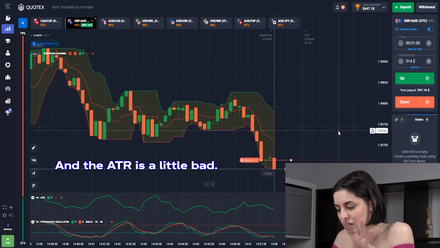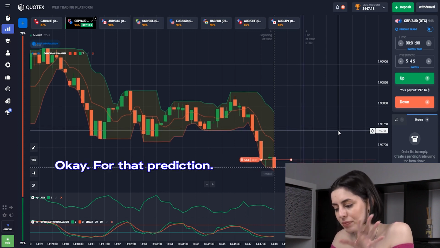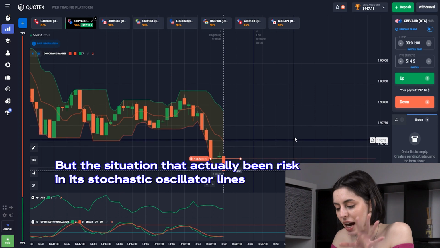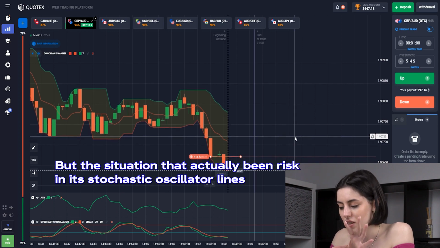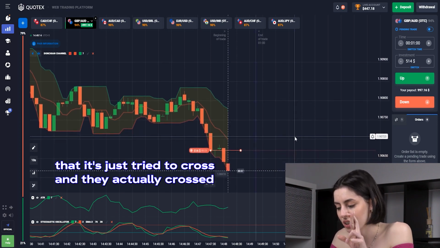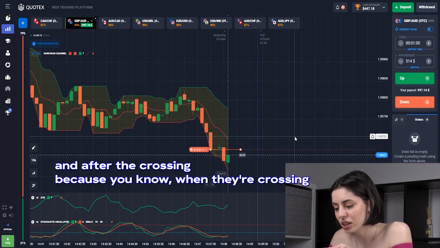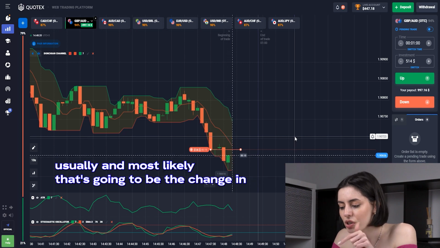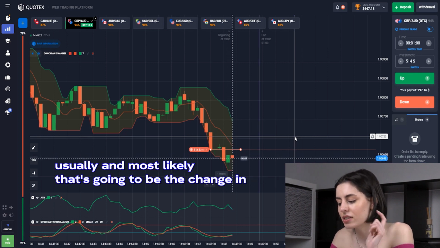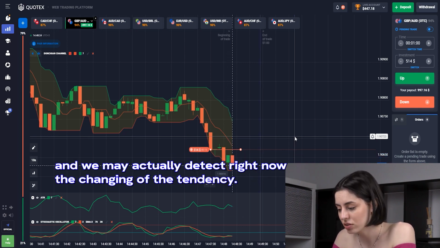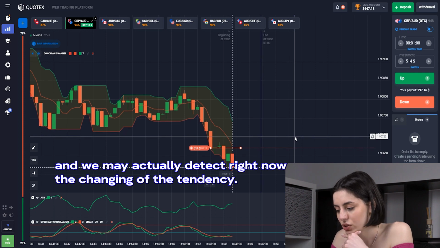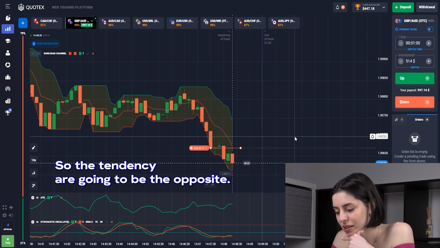And the ATR is a little bit okay for that prediction. But the situation that was actually risky is the stochastic oscillator lines that just tried to cross. And they actually crossed. And after the crossing, because you know when they're crossing, usually and most likely that's going to be the changing, and we may actually detect it right now, the changing of the tendency. So the tendency is going to be the opposite.